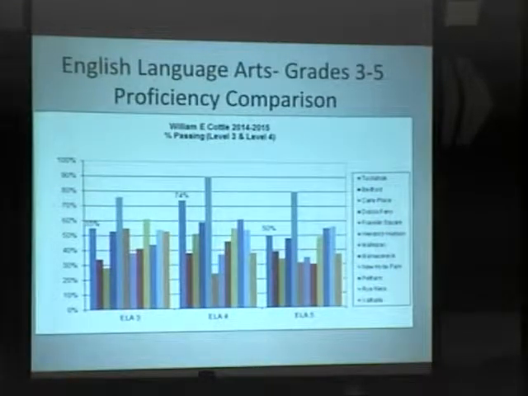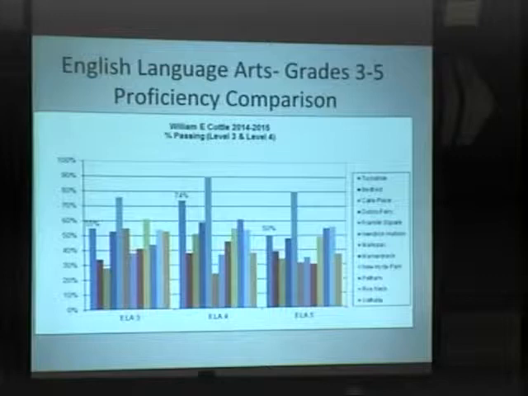Okay, so first we're talking about students that scored a 3 or a 4, which is considered proficiency, or passing. And you'll notice on grade 3 in the English language arts, 55% of our students scored a 3 or 4, which is basically above most of the districts that we have a comparative study to. If you look at grade 4, 74%, only one district outperformed us, and that's Franklin Square. And if you go to grade 5, 50% of our students scored a 3 or 4, and we're very proud of that in language arts.